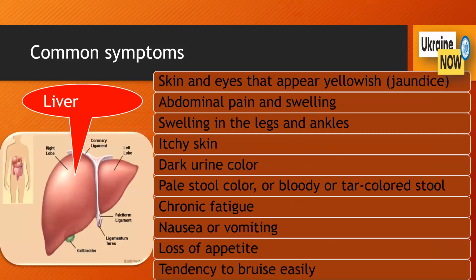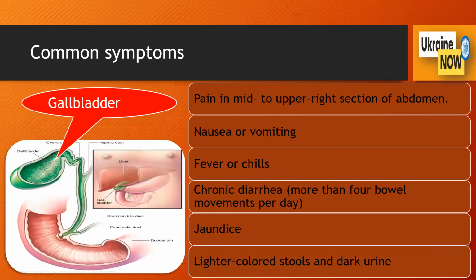Liver disorders are characterized by such symptoms as jaundice, abdominal pain and swelling in the legs and ankles, itchy skin, dark urine color, pale stool color, or bloody or tar-colored stool, chronic fatigue, nausea or vomiting, loss of appetite, tendency to bruise easily. And gallbladder disease manifests by the appearance of pain in the mid to upper right section of abdomen, nausea or vomiting, fever or chills, chronic diarrhea, jaundice, lighter colored stool, and dark urine.